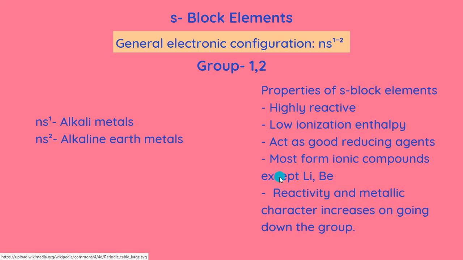Now, most of them form ionic compounds except lithium and beryllium. Ionic compounds are the ones which are formed when electrons are completely transferred. So for example, sodium chloride, Na+ Cl-. Sodium gives away its electron to chlorine, and so it forms an ionic bond.